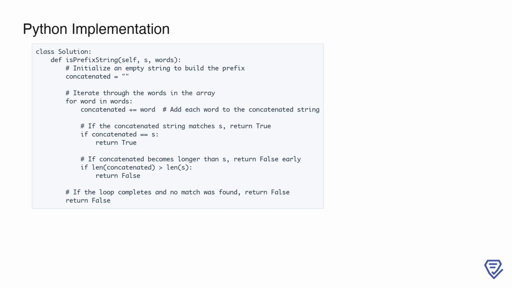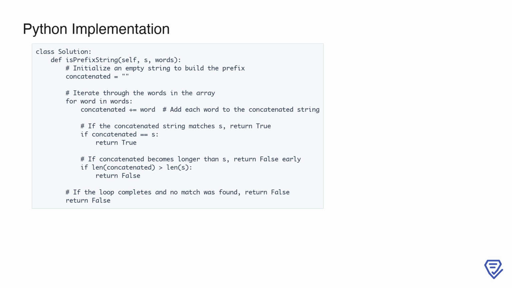2. Iterating through the words. The function loops through each word in the words list. For each iteration, the current word is added to the concatenated string. 3. Prefix check. After each concatenation, if the concatenated string matches s, the function immediately returns true since s is confirmed as a prefix. If the length of the concatenated string exceeds the length of s, the function returns false early, as it is impossible for s to be a prefix. 4. Default return. If the loop completes without finding a match, the function returns false, indicating that s is not a prefix of the words array.